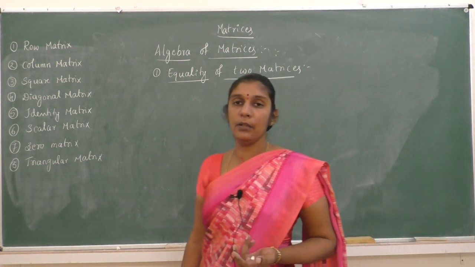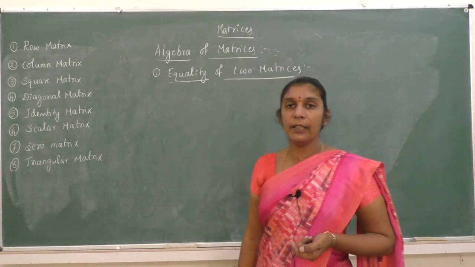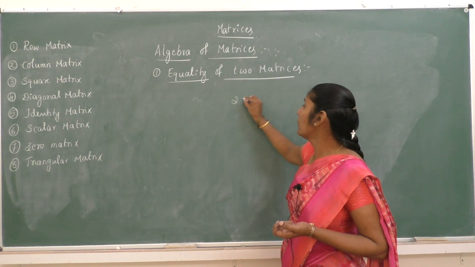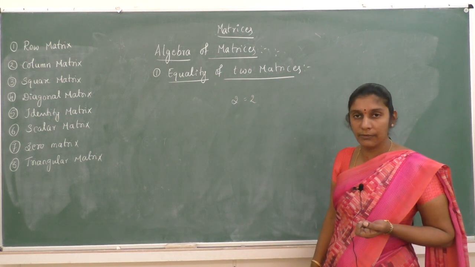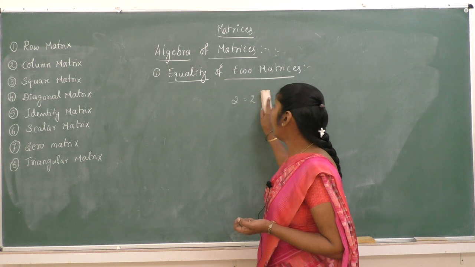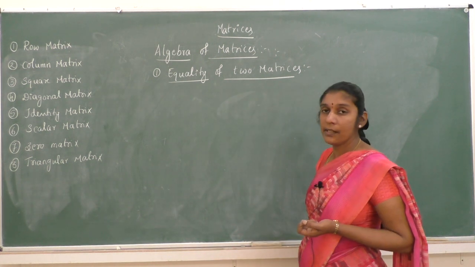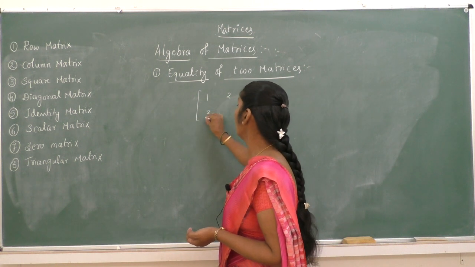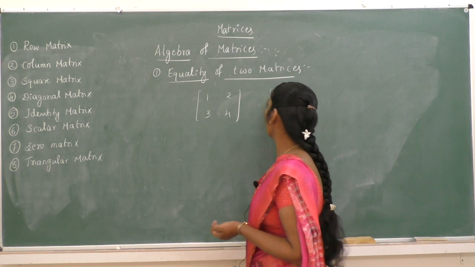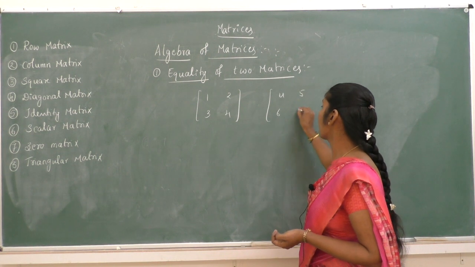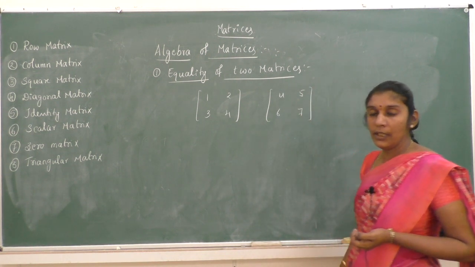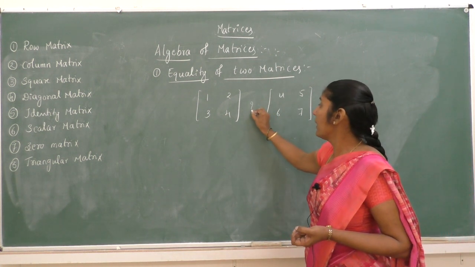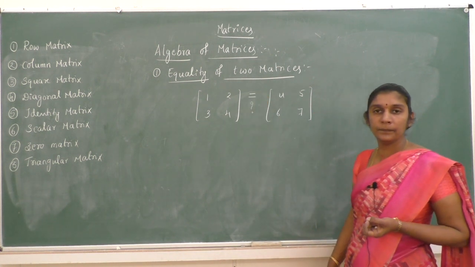Yavaga yaradu numbers athwa yaradu elements galu equal anta heltivi anta keladre, yavaga 2 is equal to 2 adre, these are equal, right? So ade tara equality of two matrices. Matrices yavaga equal agutte, iga for example, 1 2 3 4 and 4 5 6 7. Are these two matrices equal?